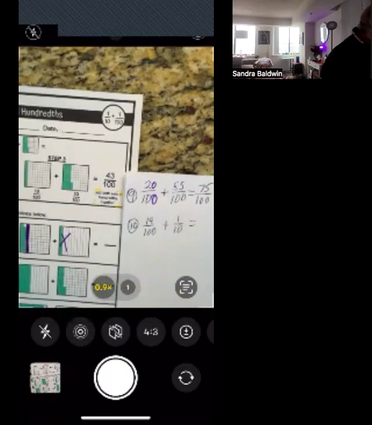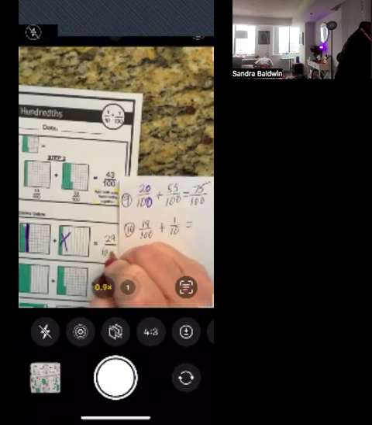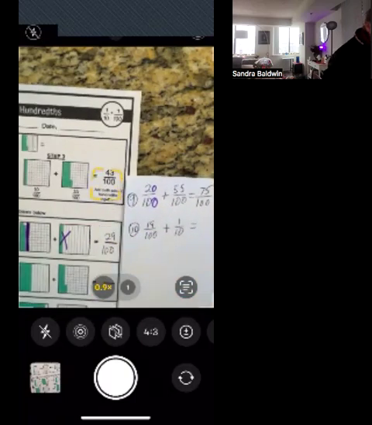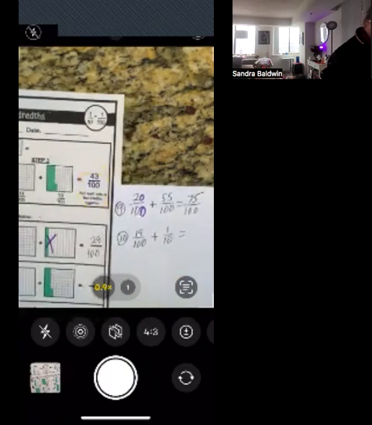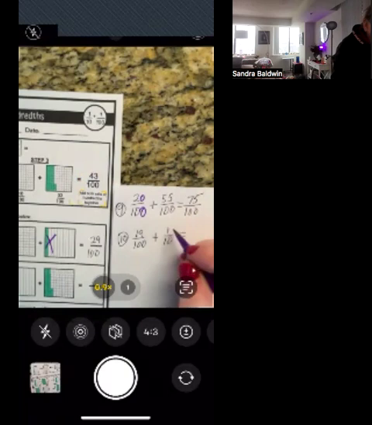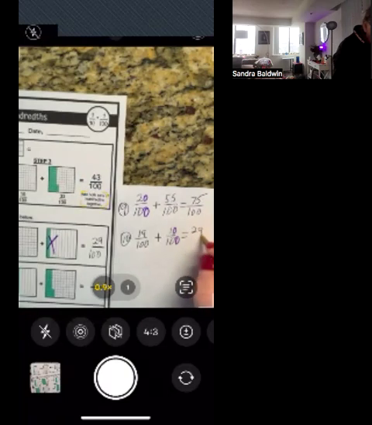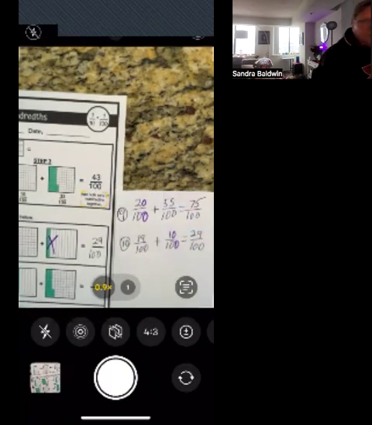When I do that, I can add all that up and know that 29 hundredths, 29 out of 100 squares are shaded in. And on my equation, I need to show that I turned the 1/10 into 10 hundredths. Add the numerators, that gives me 29 hundredths.